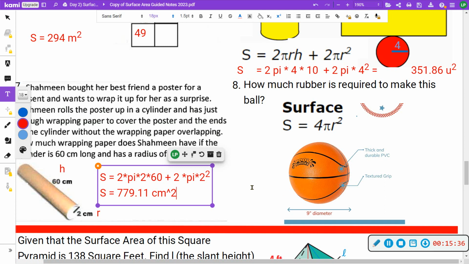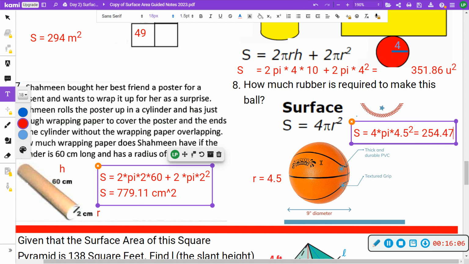So how do you find the radius? You divide the diameter by 2. 9 divided by 2 is 4.5. So the radius is 4.5. I then plug in this formula, which is 4 times pi times 4.5 squared. And let's see what I get. 4 pi times 4.5 squared, and I get 254.47. And that is, let's see, units, inches squared.